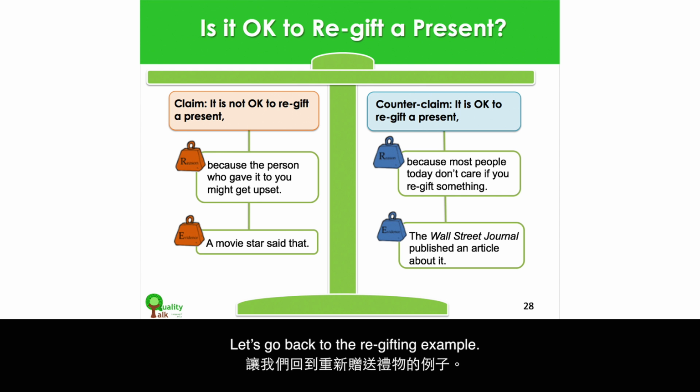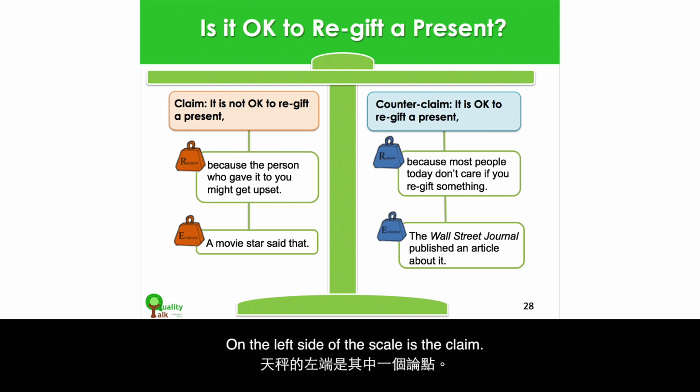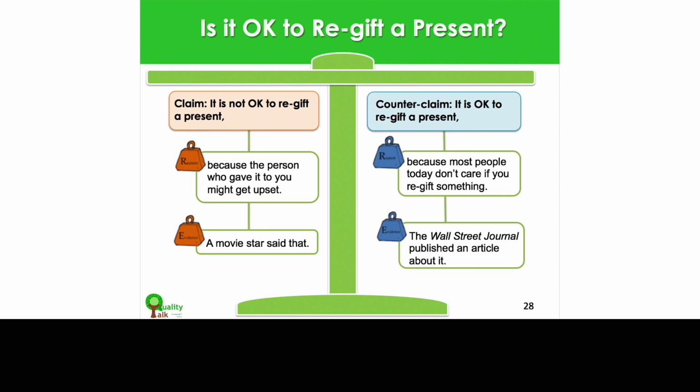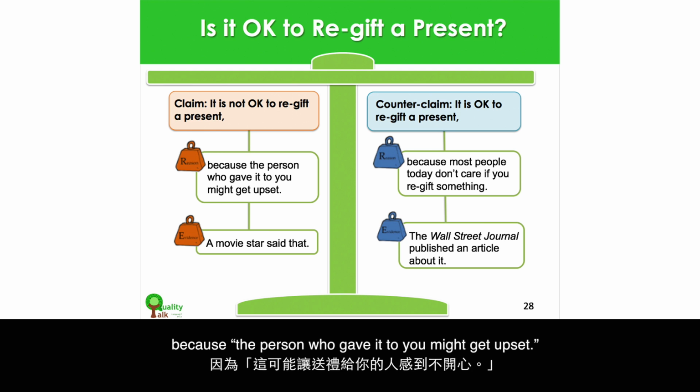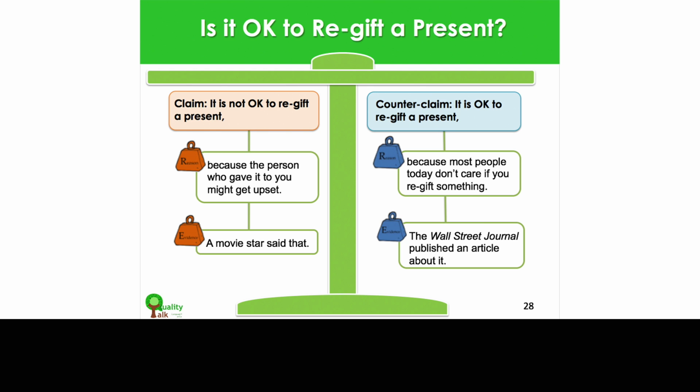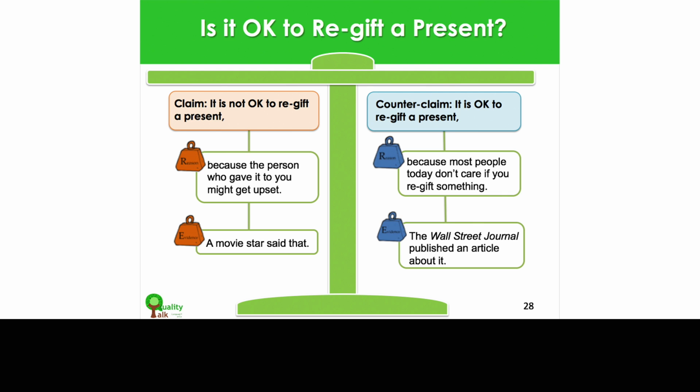Let's go back to the regifting example. On the left side of the scale is the claim. The claim suggests that it is not okay to regift a present because the person who gave it to you might get upset. The reason, however, is a quote from a movie star.